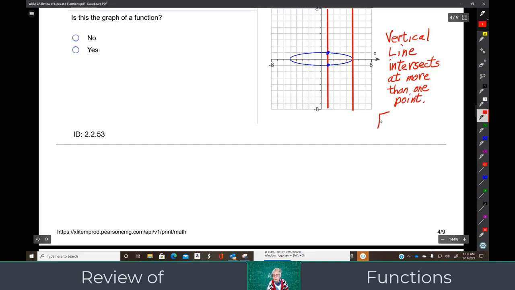It flunks, oh dear, it flunks the VLT, the vertical line test. Kind of sounds like a sandwich, doesn't it? A BLT, bacon, lettuce, and tomato. Yum, I'm hungry. Okay, so it flunks the VLT. What does that mean? It means it's not a function. Nope. Not a function.